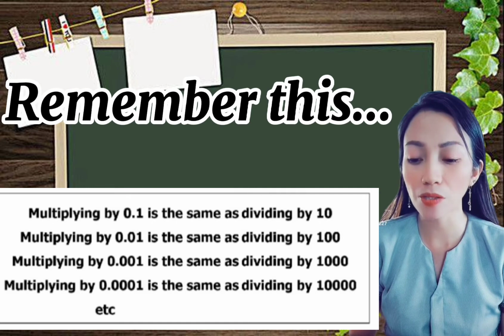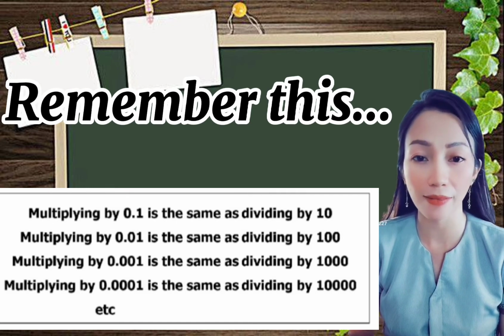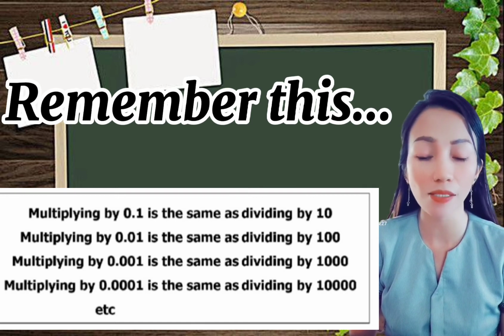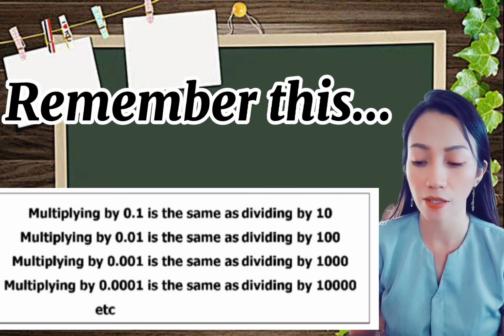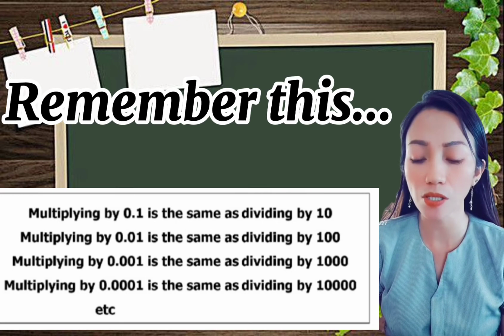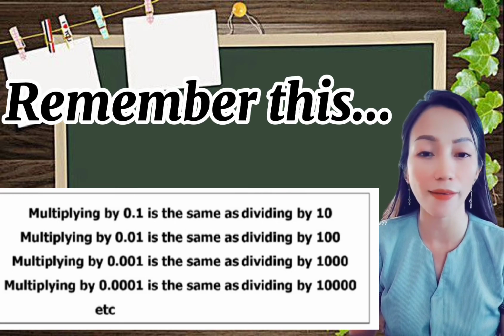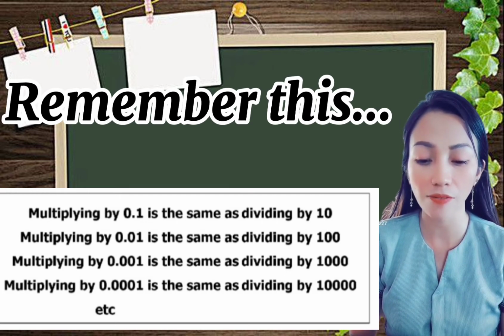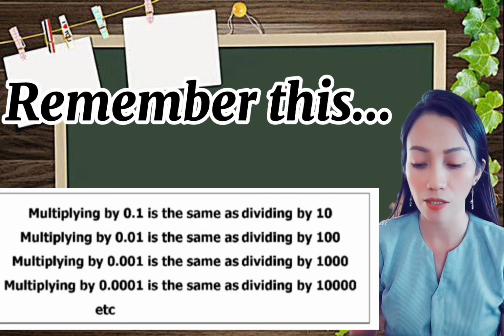Multiplying by 0.1 is the same as dividing by 10. Multiplying by 0.01 is the same as dividing by 100. Multiplying by 0.001 is the same as dividing by 1,000. And multiplying by 0.0001 is the same as dividing by 10,000.